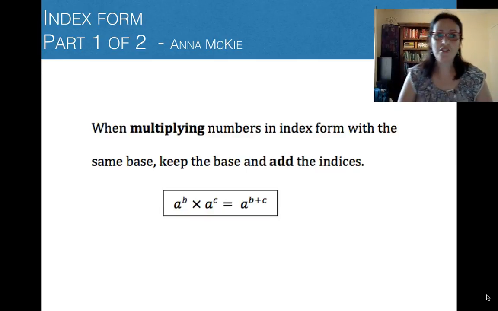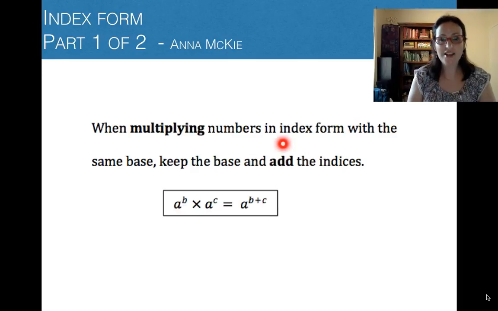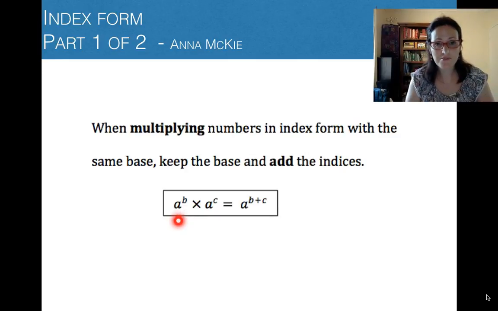Here's one of the rules that we use in index form. Writing this down: when multiplying numbers in index form with the same base, you keep the base and add the indices, or add the powers. So here's the official rule in a general form. If you have a base, and A is any number, 2, 5, 7, anything, to a power, times another number which has the same base, A in this case, you're allowed to add the powers.